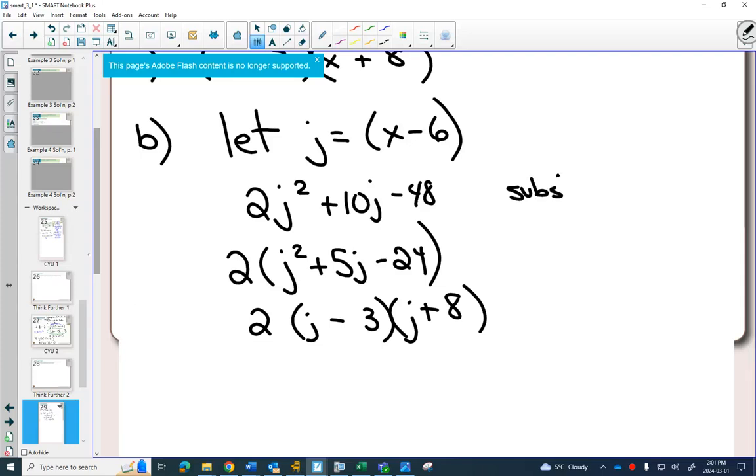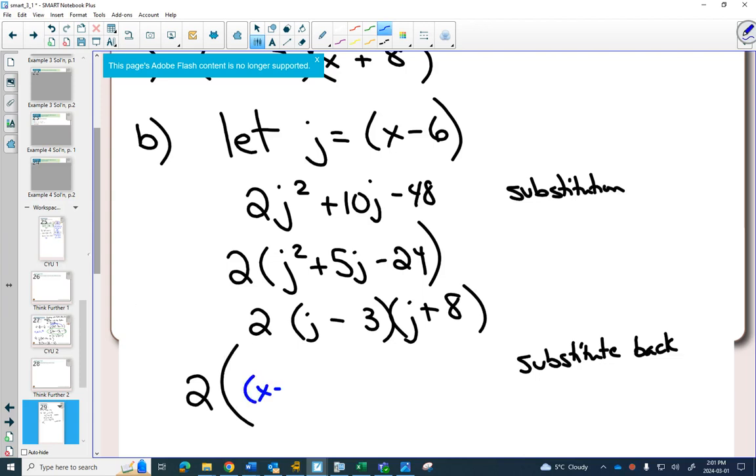So here we did a substitution. And now that we factored it with J, we're going to substitute back. So I'm going to have 2 bracket, and where the J is, I'm going to put X minus 6, because then I have minus 3. And then where this J is, I'm going to put the X minus 6 back.